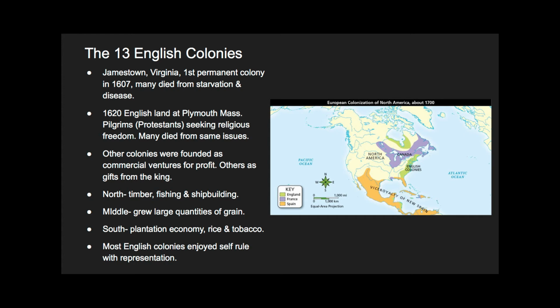And then if you look to the northeast, you can see in the green, these are the 13 English colonies we are talking about, spanning basically the coasts of the present-day United States. And then you can see the French in the purple up in the north, all throughout eastern and central Canada.